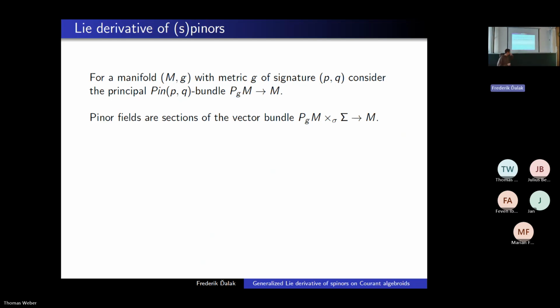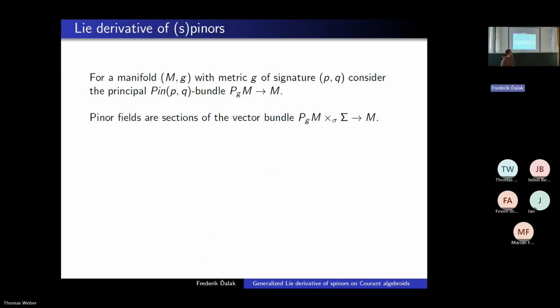And now let us consider as our initial data a manifold with a metric G of signature PQ. And let's furthermore consider that this choice of manifold with a metric is such that it's also possible to construct the corresponding pin bundle for this manifold with this metric, right? Which is just a principal bundle over the manifold with the corresponding group being the group pin PQ, and then the spinor fields, or like the mainstream way to see them, would be to see them as the sections of the associated vector bundle, right?